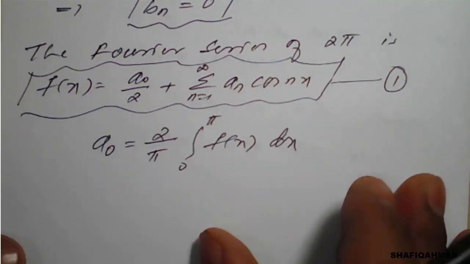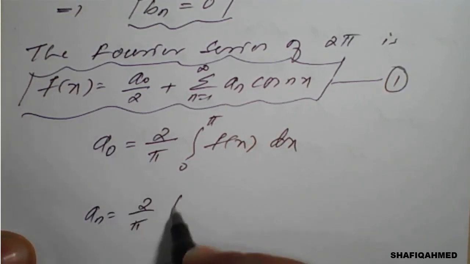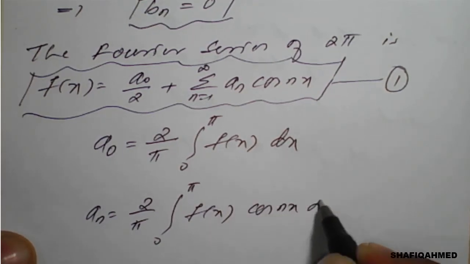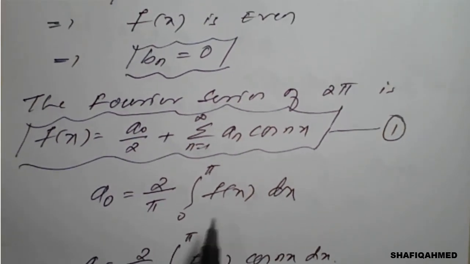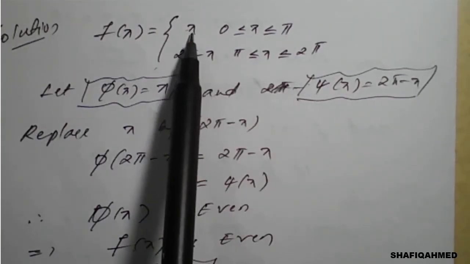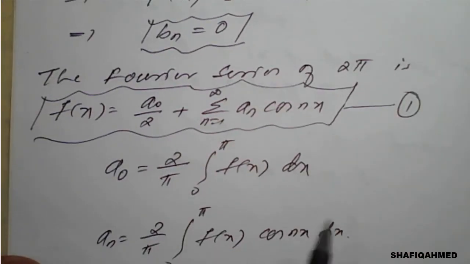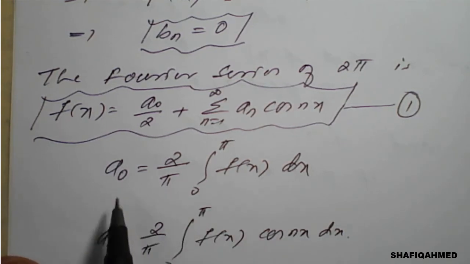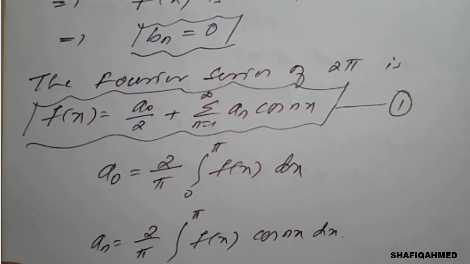This is the a naught value, and an is nothing but 2 upon pi integral 0 to pi f of x into cos of nx into dx. So remember the even formula for this. For 0 to pi, what is the function here? Only x. So the other part will be neglected because we have the integrals from 0 to pi, so f of x will be x. Therefore we need to calculate a naught and an. These two values we will substitute in equation number 1, then we'll complete our Fourier series.